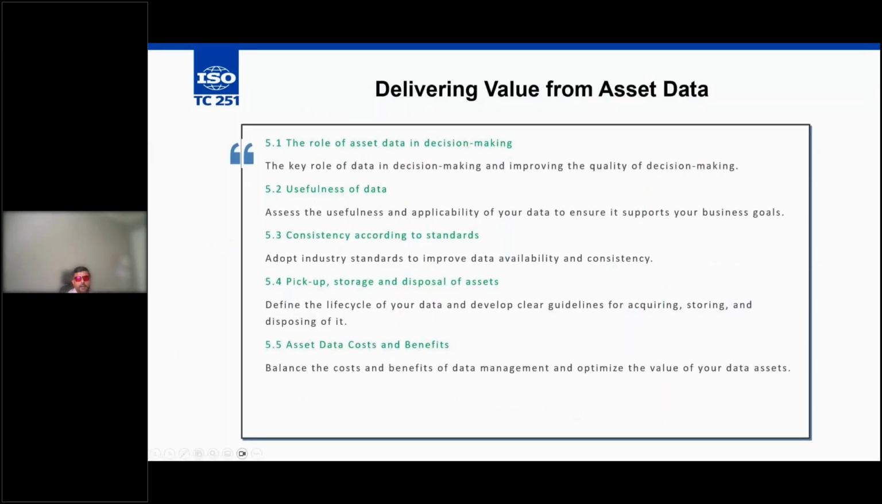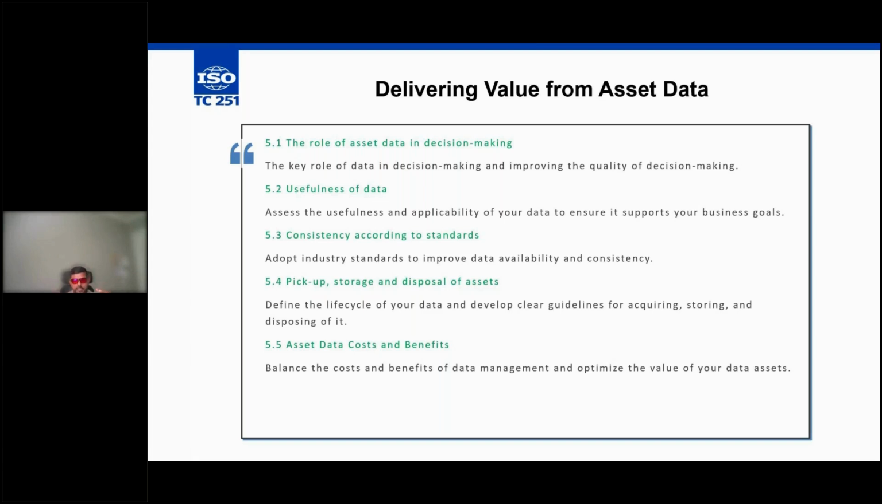Next, clause 5 is about how you deliver value from asset data. Asset data is critical for physical assets management and decision making throughout the asset life cycle. Improved data quality enables better decisions, including whole of life planning, reliability analysis, risk analysis, work management optimization, demand analysis, and sustainability assessment. So here we talk about the fact that asset data is crucial for supporting organizational objectives, because anytime you're trying to get outcomes and decisions, they need to be based on data.